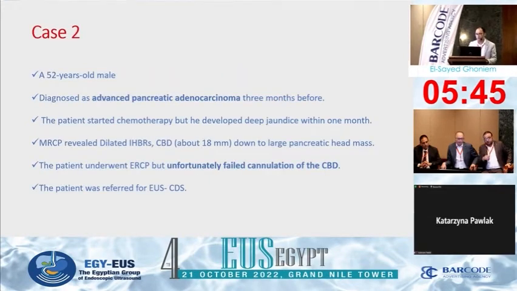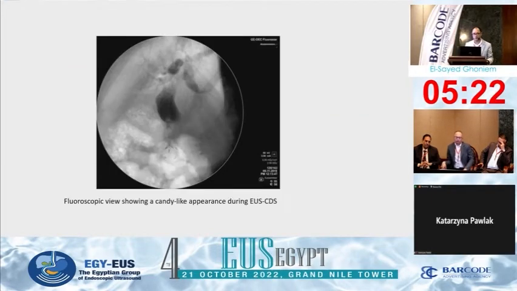The second case is also for candy sign. It's a rapid case of candy sign also, but in EUS BD. This is a case under chemotherapy, but became jaundiced, diagnosed as malignant obstructive jaundice. The patient underwent ERCP for 2 sessions, but unfortunately it failed. So he was referred to us for EUS CDS.